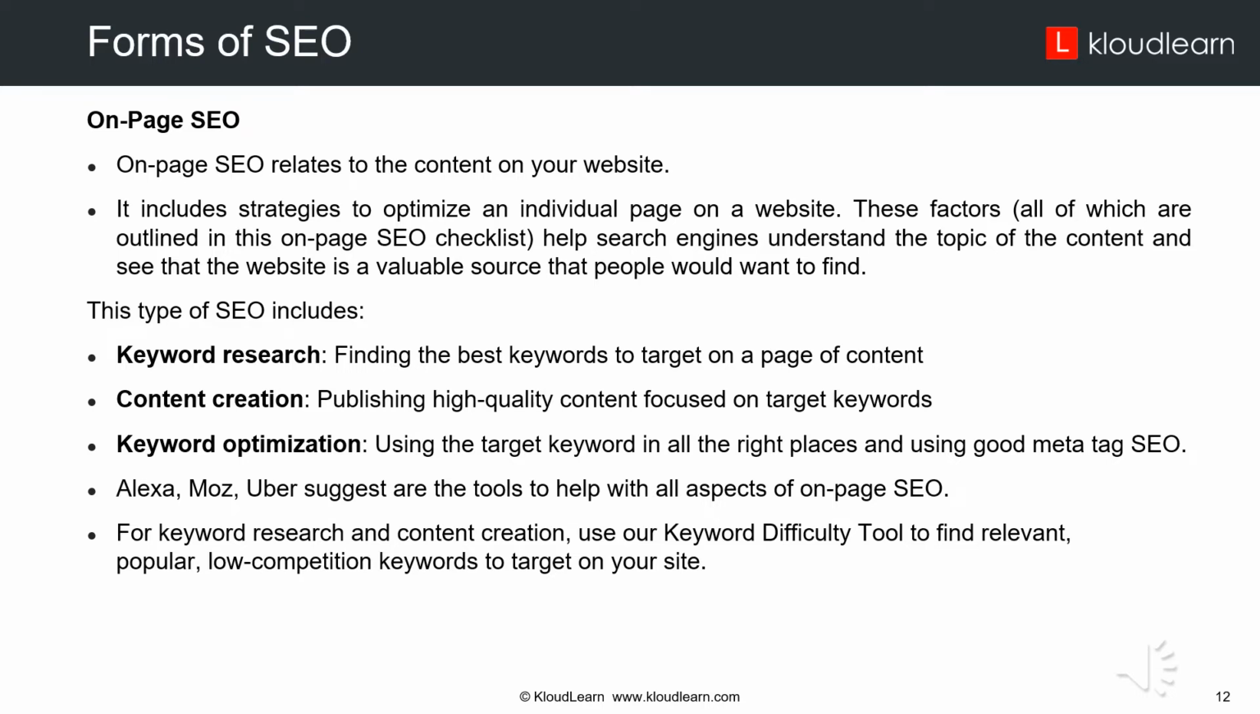Alexa, Moz, and Ubersuggest are tools to help with all aspects of on-page SEO. For keyword research and content creation, use a keyword difficulty tool to find relevant, popular, low competition keywords to target on your site.